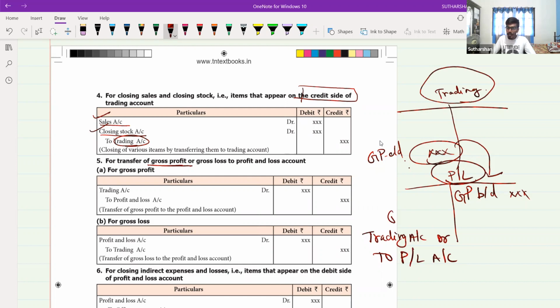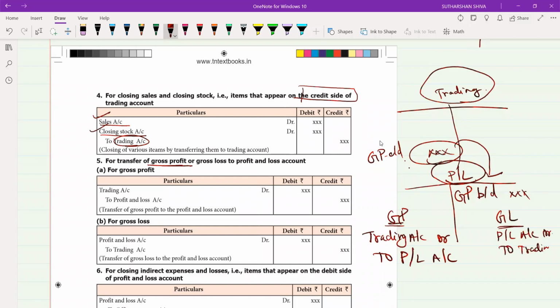If it is a gross profit, and suppose it is a gross loss, reverse this entry. Profit and loss account debit to trading account.